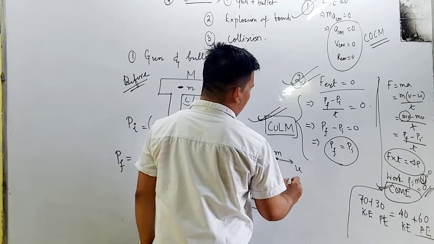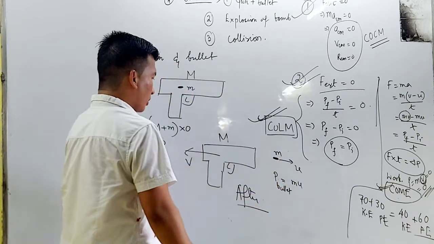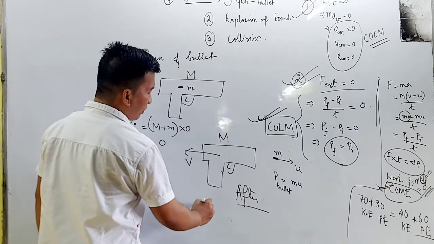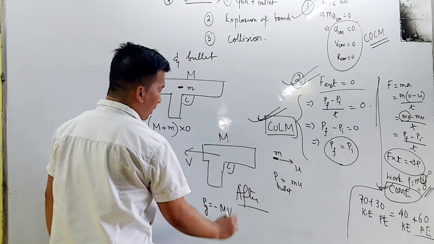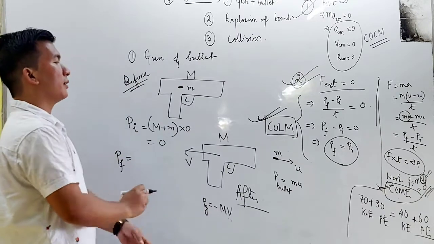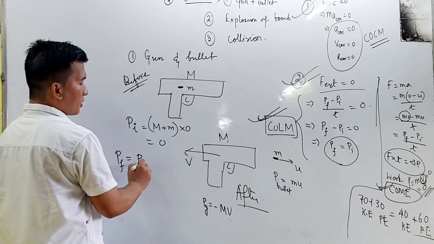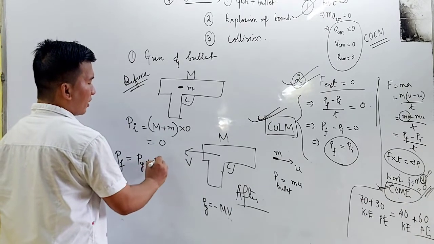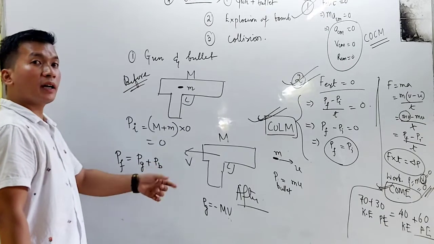Bullet is mu. And what about the gun? Gun is Mg, this will be minus MV. After firing, what happens? We will be having momentum of the gun plus momentum of the bullet after firing.